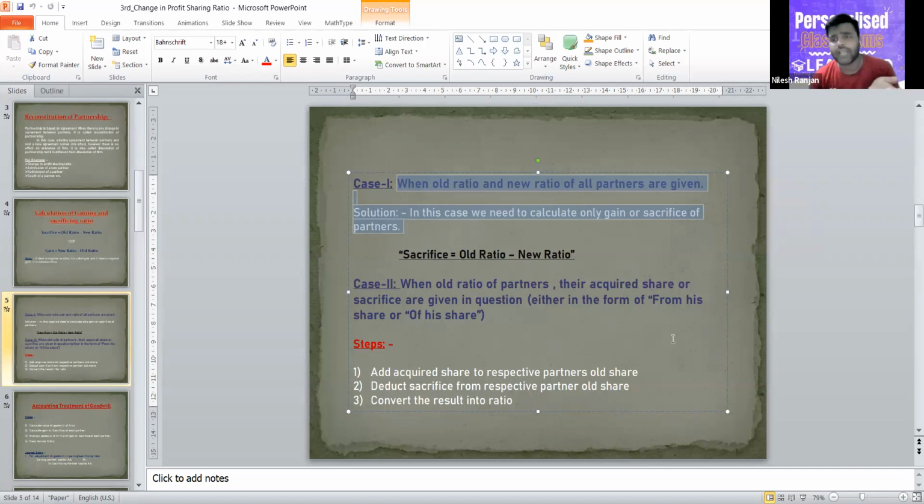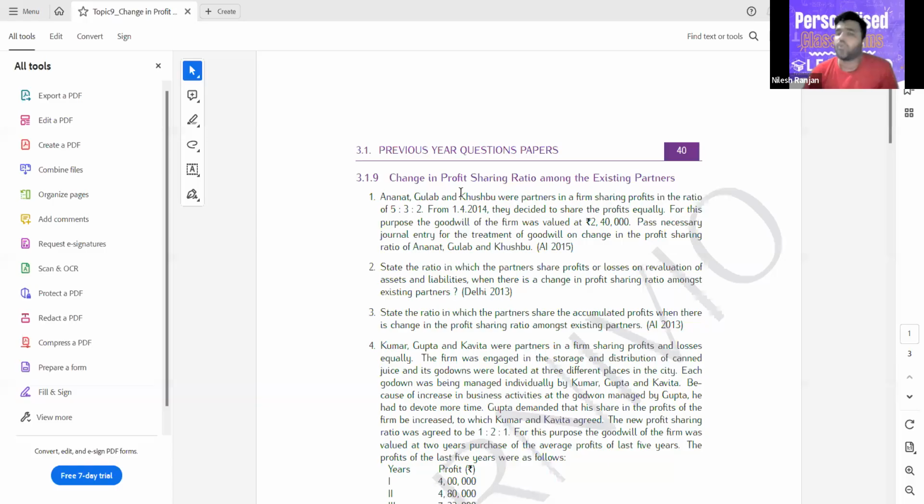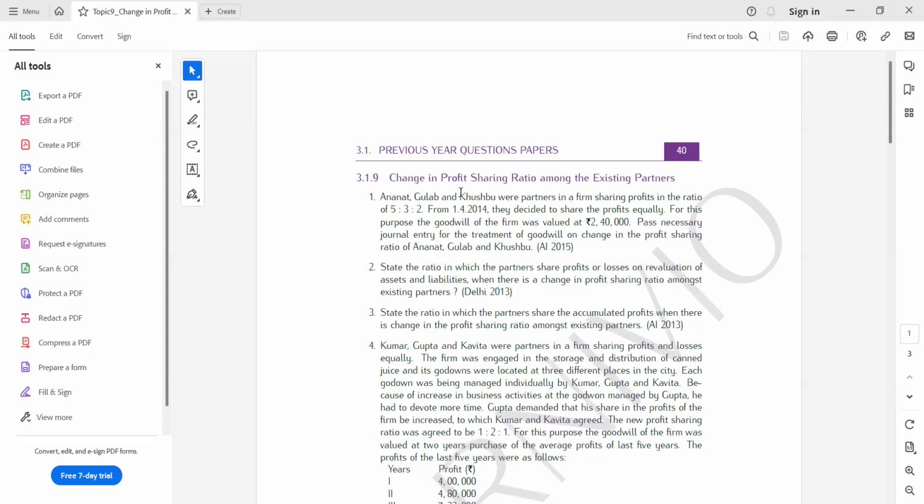So why will we calculate sacrifice or gain? We'll find the new ratio. In this question, old ratio is given, and they also decided to share the profits equally, so it means new ratio is also given. Let's calculate.